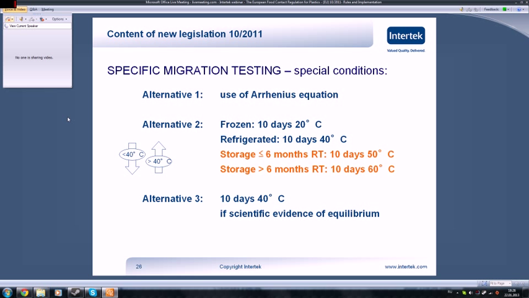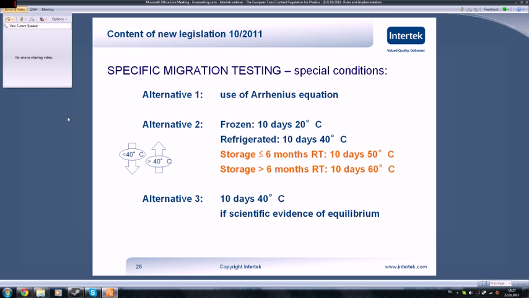So let's go to the long-term conditions, the so-called special conditions. There are 3 alternatives given. Alternative 1 is the use of the Arrhenius equation, which is given in the PIM, which I don't want to go into detail now. Alternative 2 is frozen conditions, 10 days 20 degrees. Refrigerated, 10 days 40 degrees. And the storage below 6 months means measuring at 10 days 50 degrees, and above 6 months even at 10 days 60 degrees, which enormously enhances the migration. This has been shown by testing.